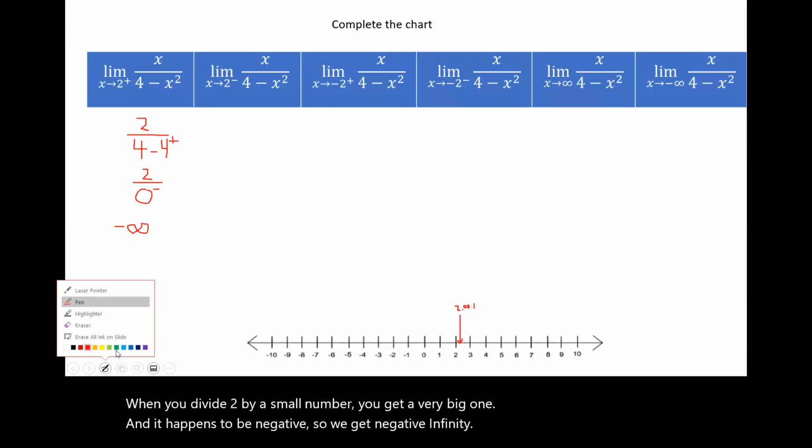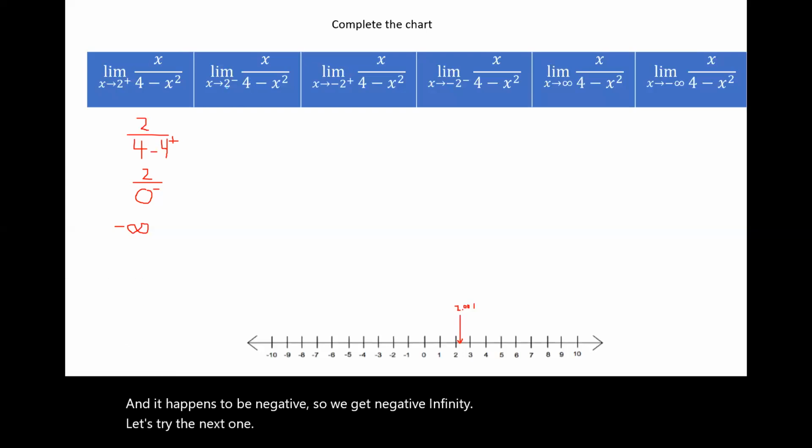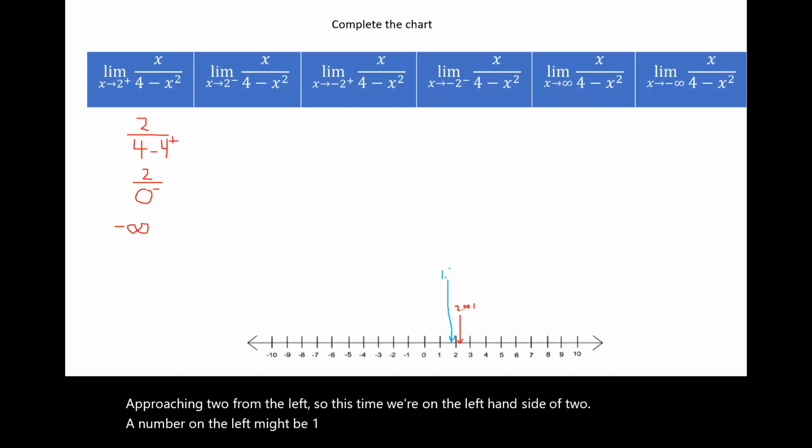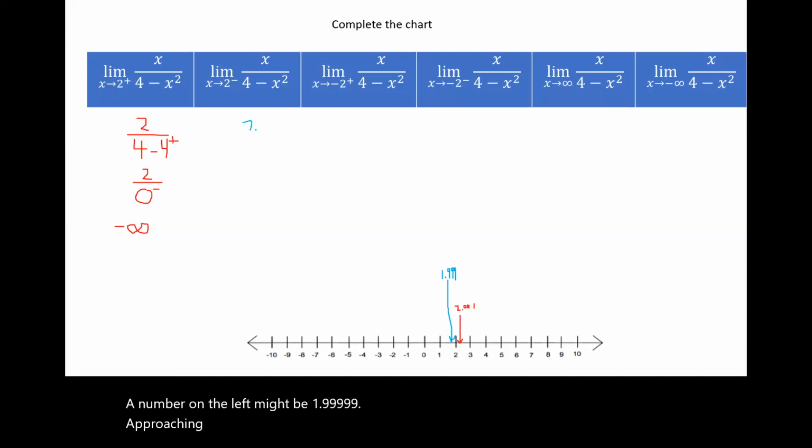Let's try the next one. Approaching 2 from the left, so this time we're on the left-hand side of 2. The number on the left might be 1.99999. Approaching 2 from the left, we'll get a 2 on the top. 4 minus. When you square a number close to 2, it's going to be very close to 4.